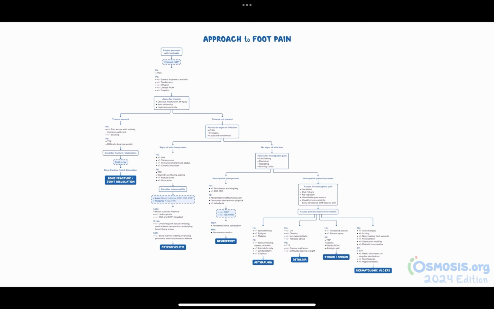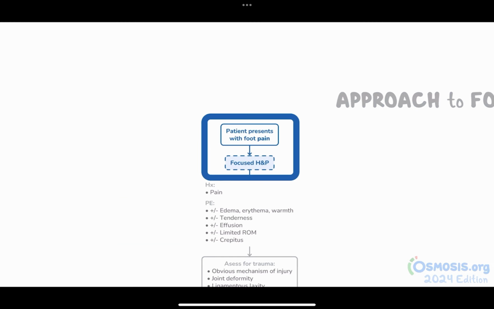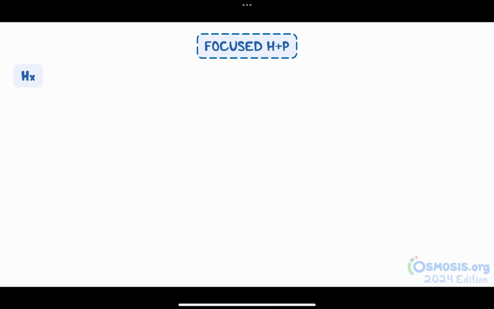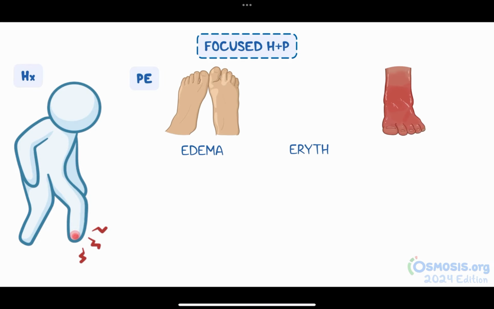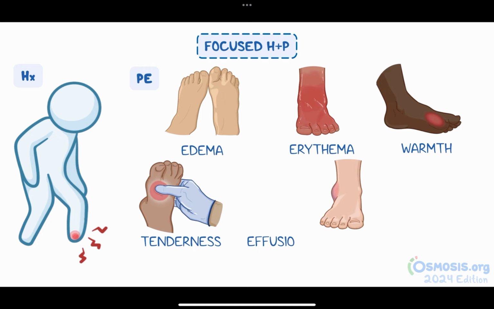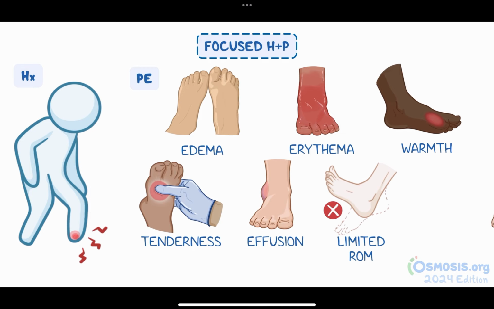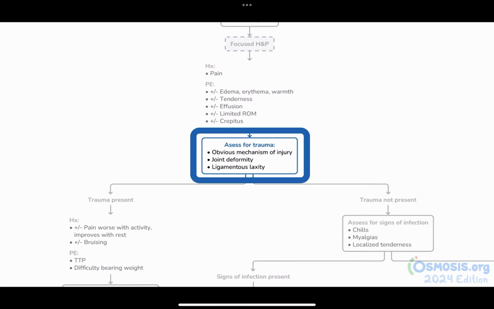When a patient presents with foot pain, first obtain a focused history and physical exam. History typically reveals foot pain, while the exam might demonstrate foot edema, erythema, or warmth. They may also have foot tenderness, effusion, limited range of motion, or crepitus. Your next step is to assess for trauma.